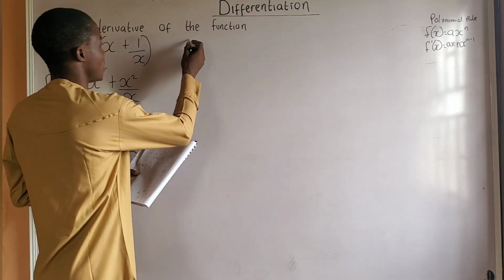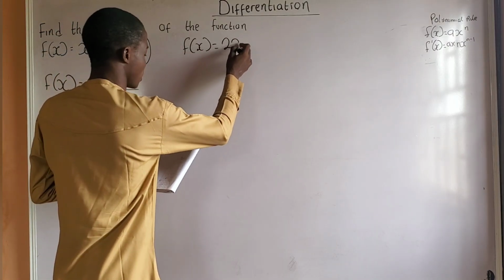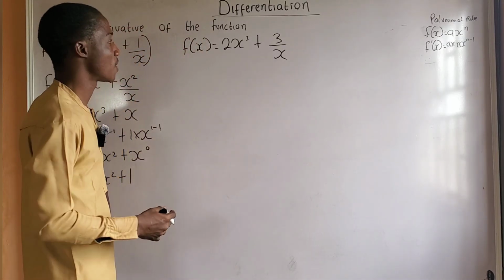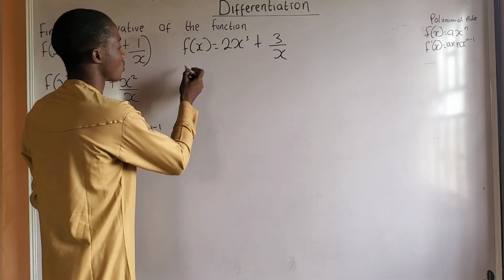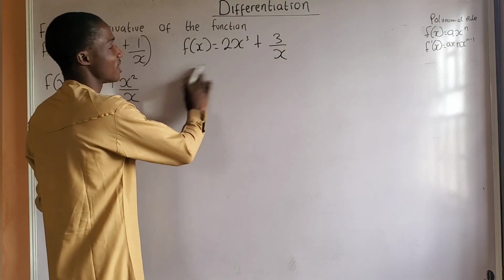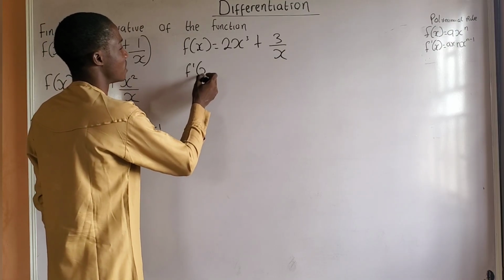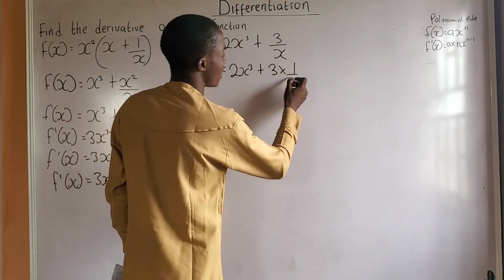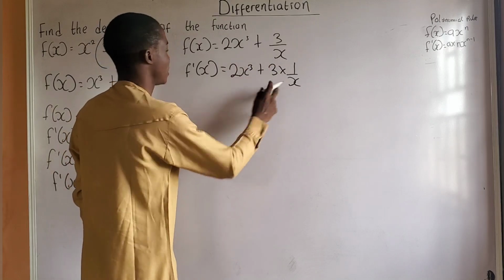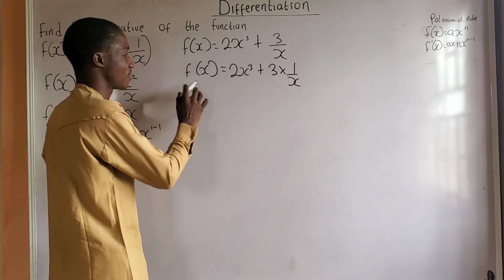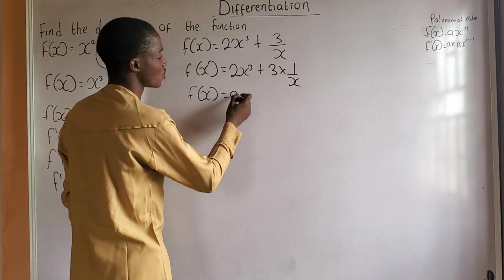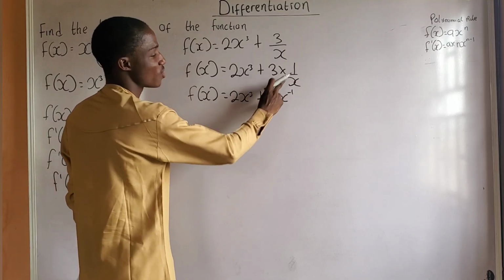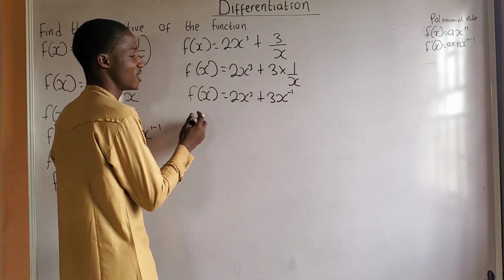What if I ask to differentiate f of x is equal to 2x to the power of 3 plus 3 over x? How will you find the derivative of this function? Okay, let us rewrite f of x. We can write it as 2x to the power of 3 plus now 3 times 1 over x, right? Because 3 over x can be written as this. Sorry, I've not taken the derivative yet. f of x will be equal to 2x to the power of 3 plus 3x raised to the power of negative 1, according to the law of indices. 1 over x is x to the power of negative 1. We've already simplified this.